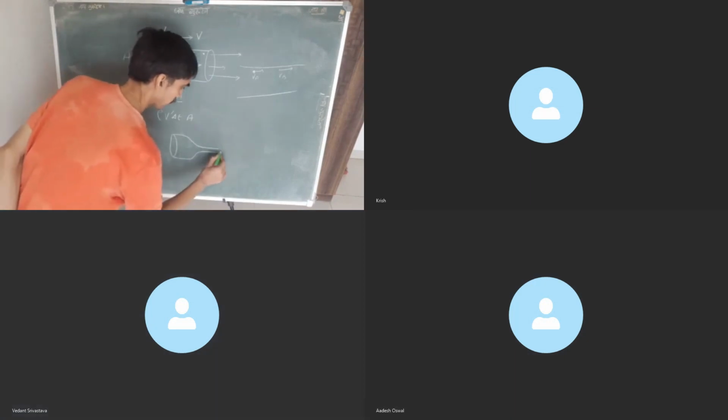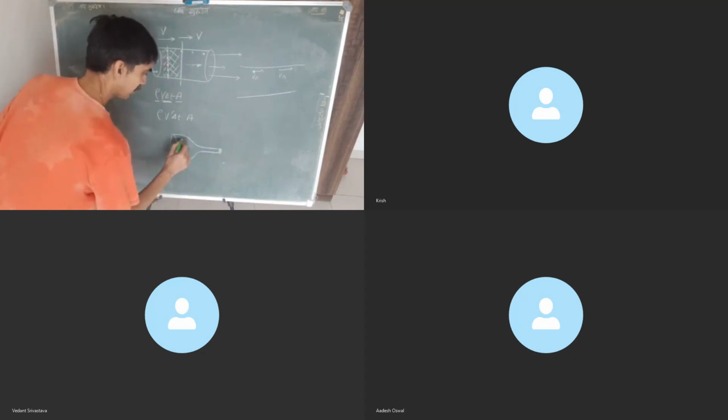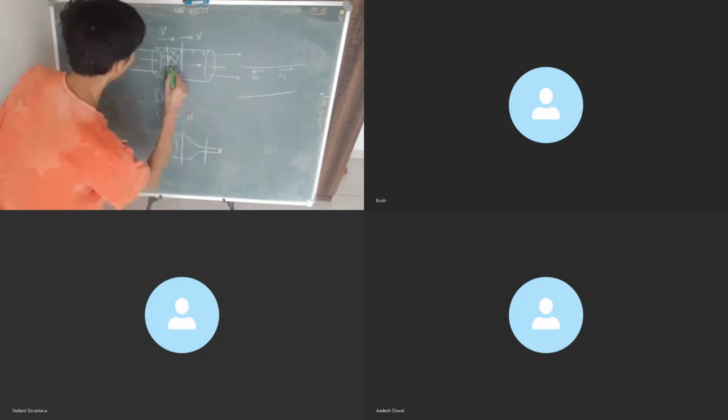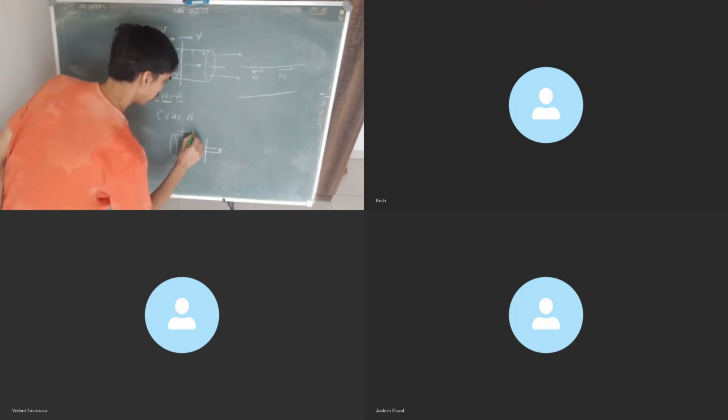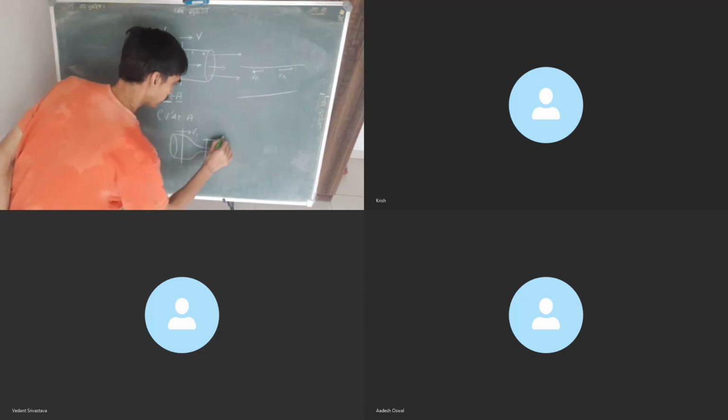This is a non-uniform cross section. Find here, what is the area over here? Area over here. This is S and this is S1. Let me mark this velocity as V1 and this velocity as V2.